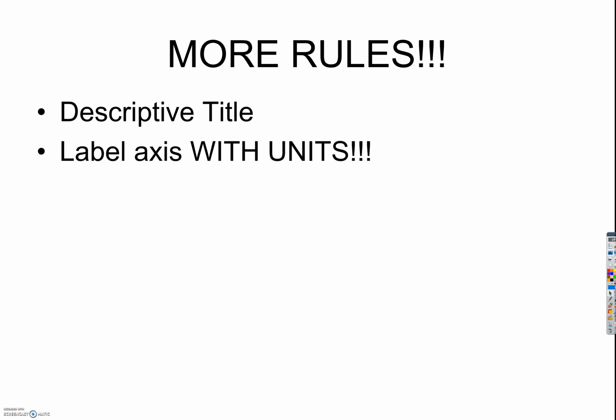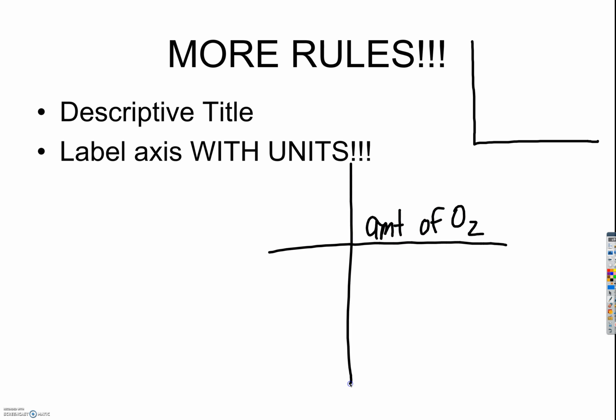Second, label your axis with units. This is a huge mistake. People do this a lot. For example, let's say you have data, and the data that you have is the amount of oxygen, and that's what you're measuring, and let's say we were doing the distance from the light.